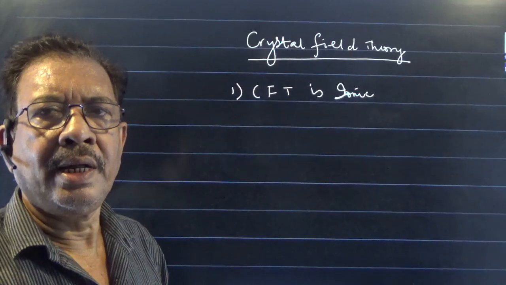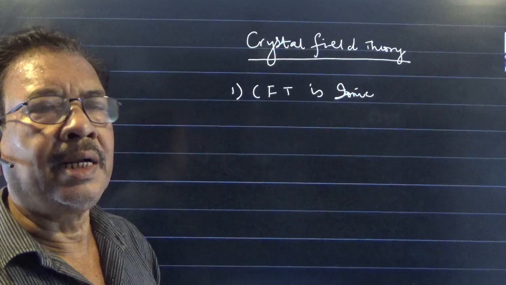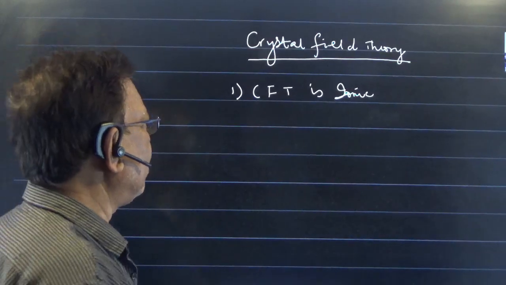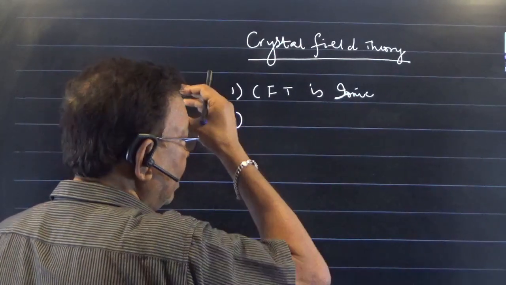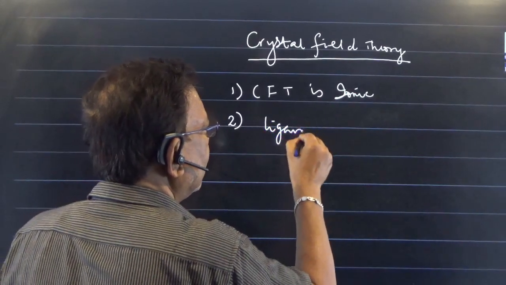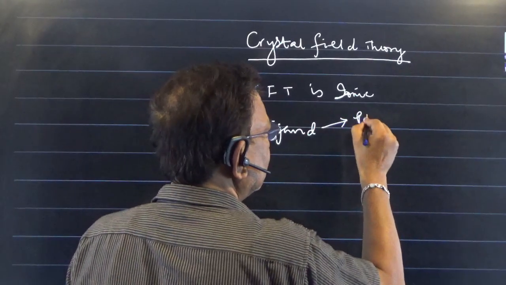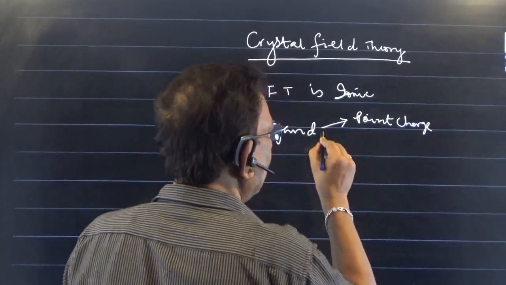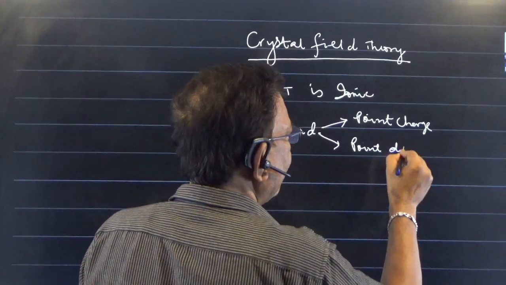Crystal field theory is the concept of ionic interaction of the ligand and metal. So here, point number 2, ligand. What is a ligand? A ligand is either a point charge or a point dipole.